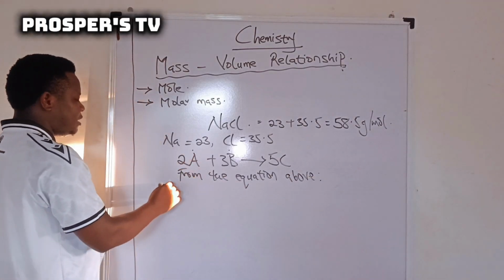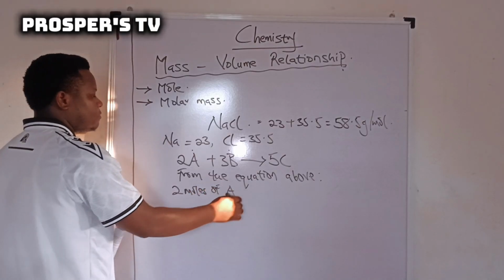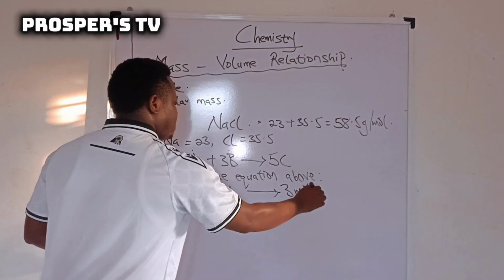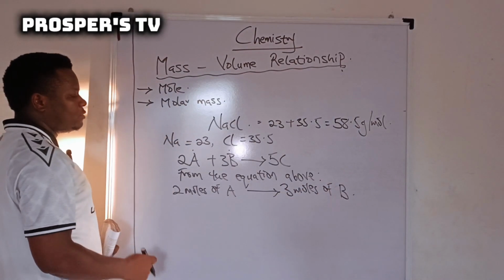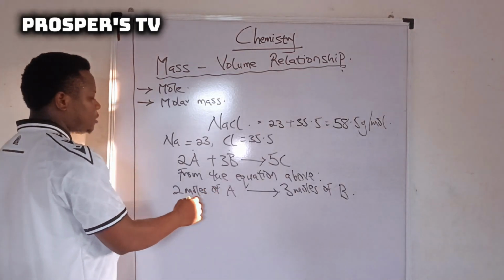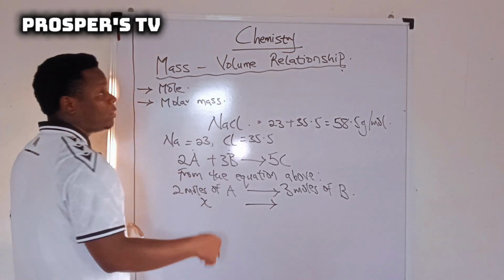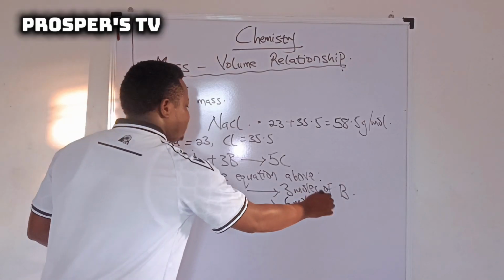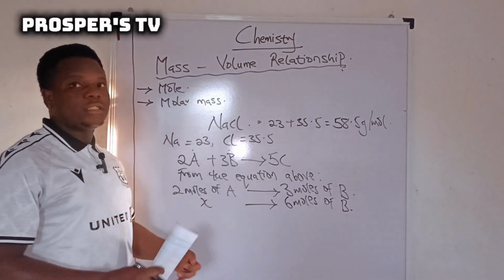we can see that 2 moles of A reacted with 3 moles of B. So the question is asking you, for instance, what would be the moles of A, let's say X, that would be needed to react with, for instance, let's just say 6 moles of B. Yes. So this is how you arrange your setup.